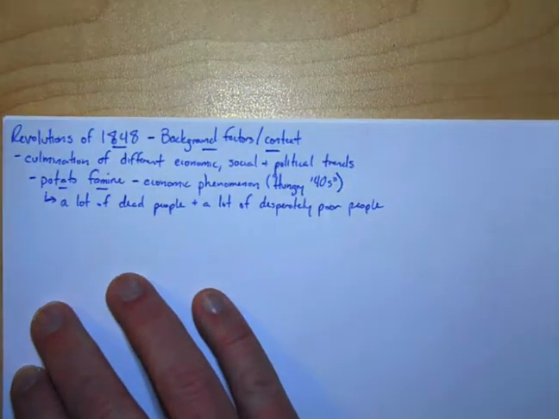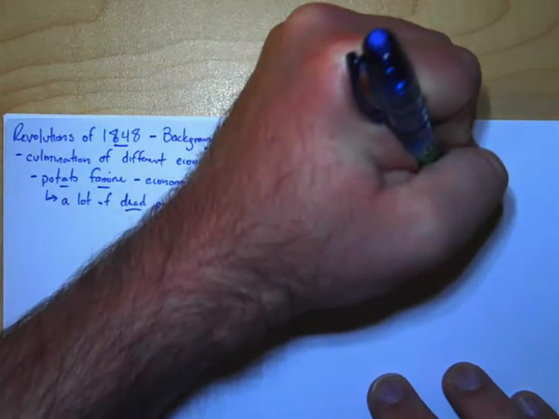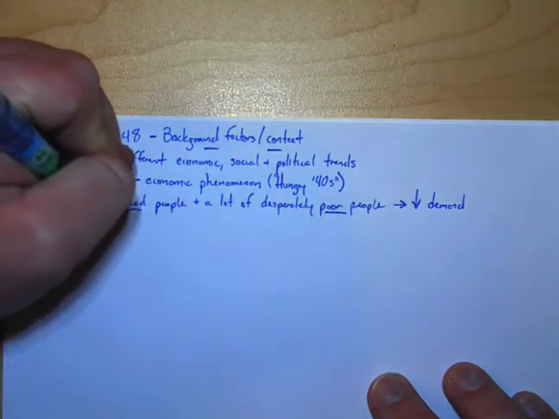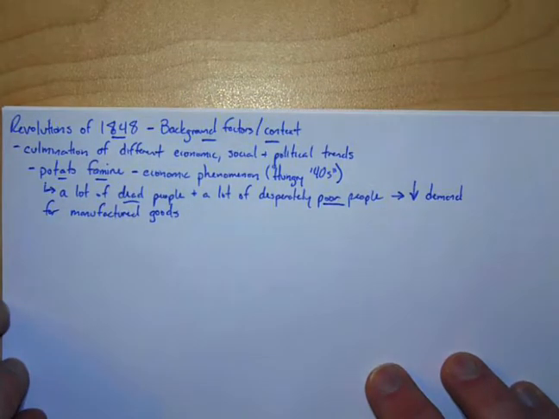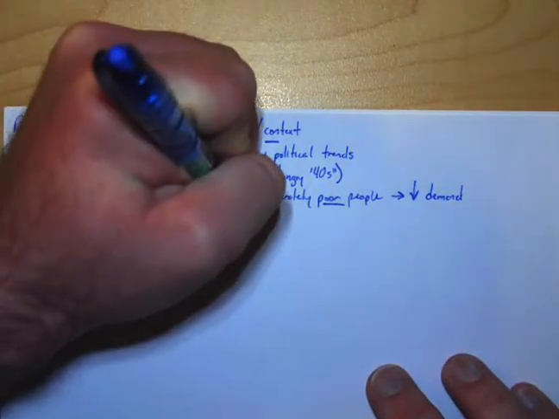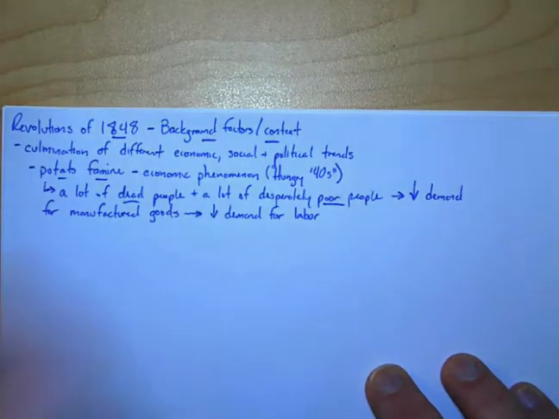And because people were desperately poor or dead, that drives down demand for manufactured goods. Dead people don't buy stuff, and poor people can't afford to buy stuff. So demand drops, which also leads to a drop in the demand for labor. So people lose their jobs.